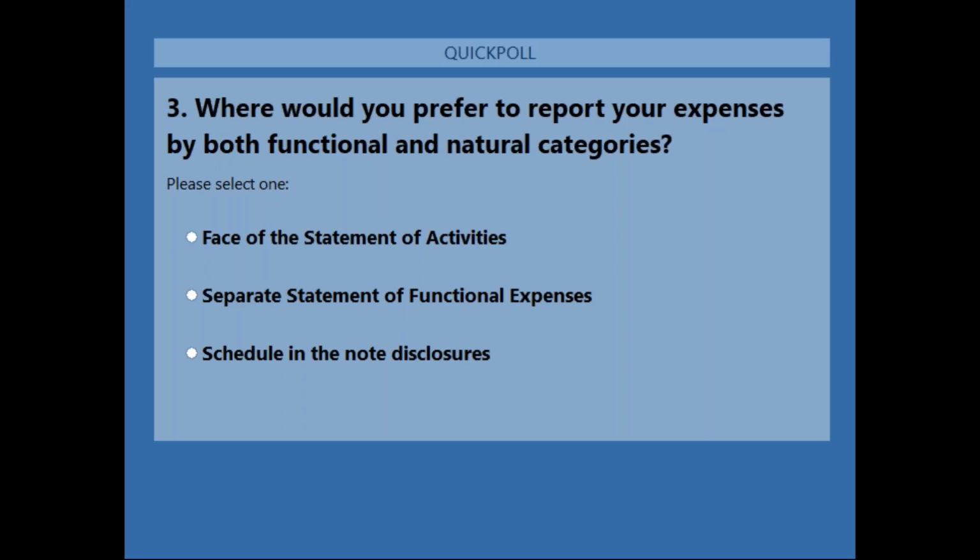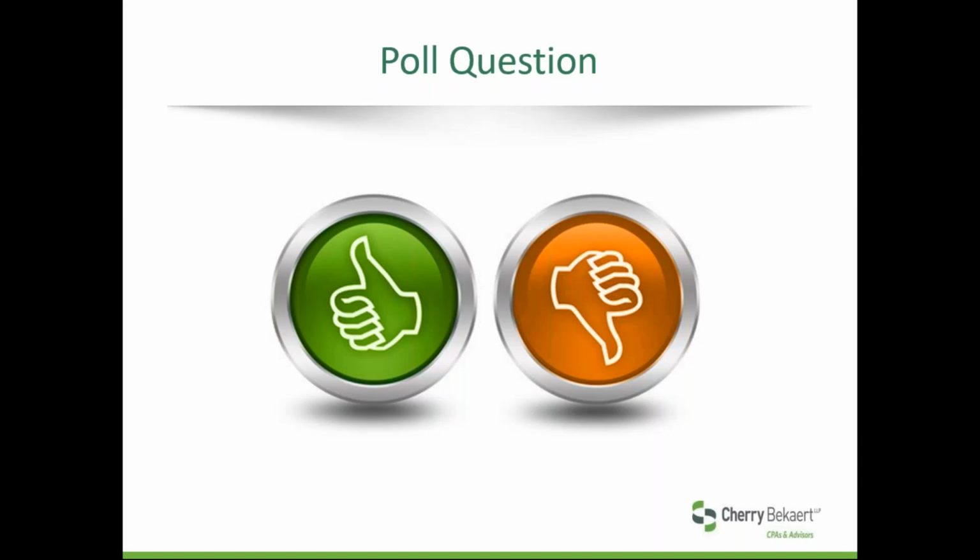Okay, let's go ahead and close the poll. It looks like the majority of you agree with my preference. I think as a statement of functional expense, it just has so much information to present. So I think it would be pretty clearly presented there.